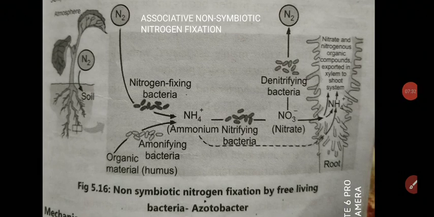Now, like blue-green algae, many free-living bacteria in soil fix atmospheric nitrogen by non-symbiotic methods. For example, Azospirillum, Azotobacter, Rhodopseudomonas, or Clostridium. So these bacteria are associated externally with the host plant or may be completely free living in the soil doing nitrogen fixation, and it benefits associated crop plants.